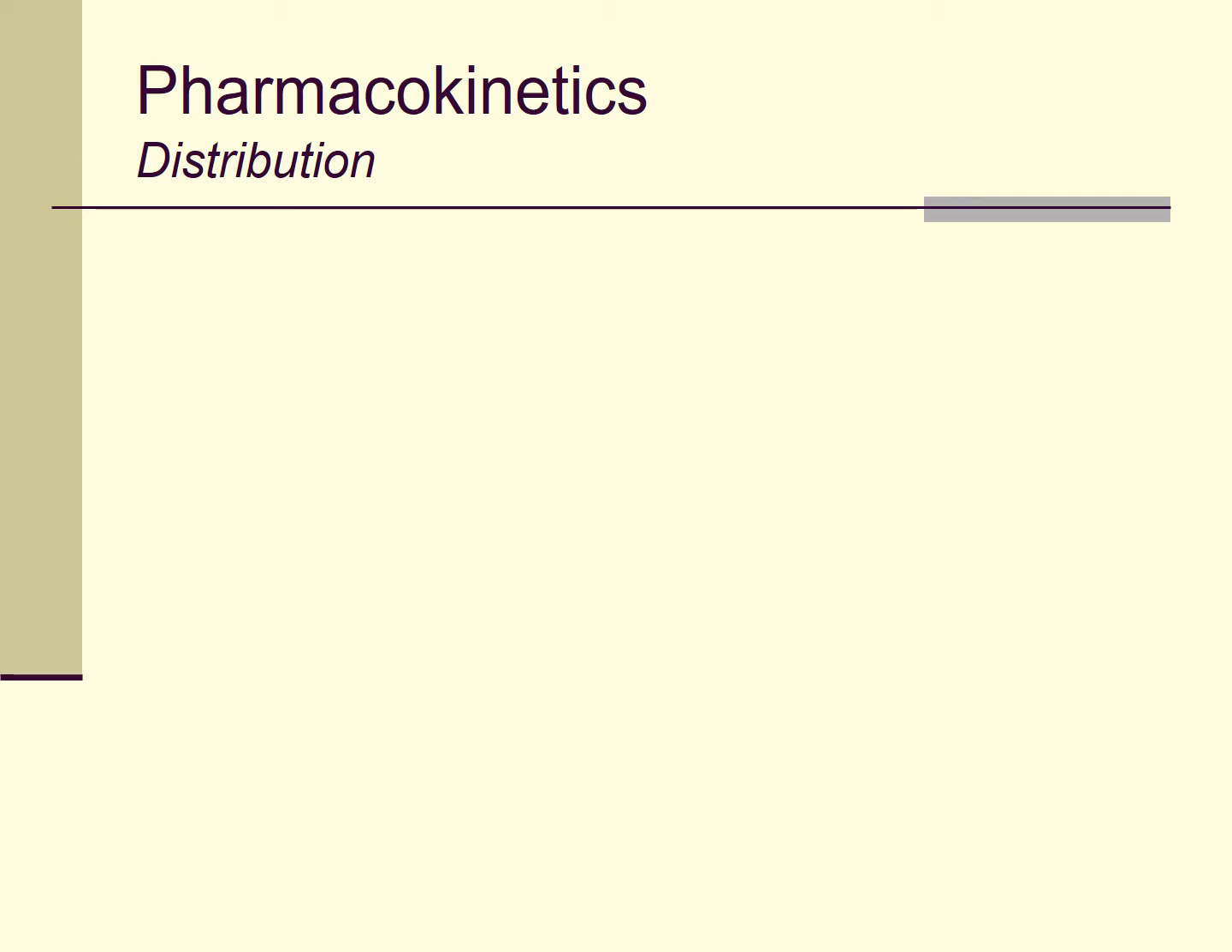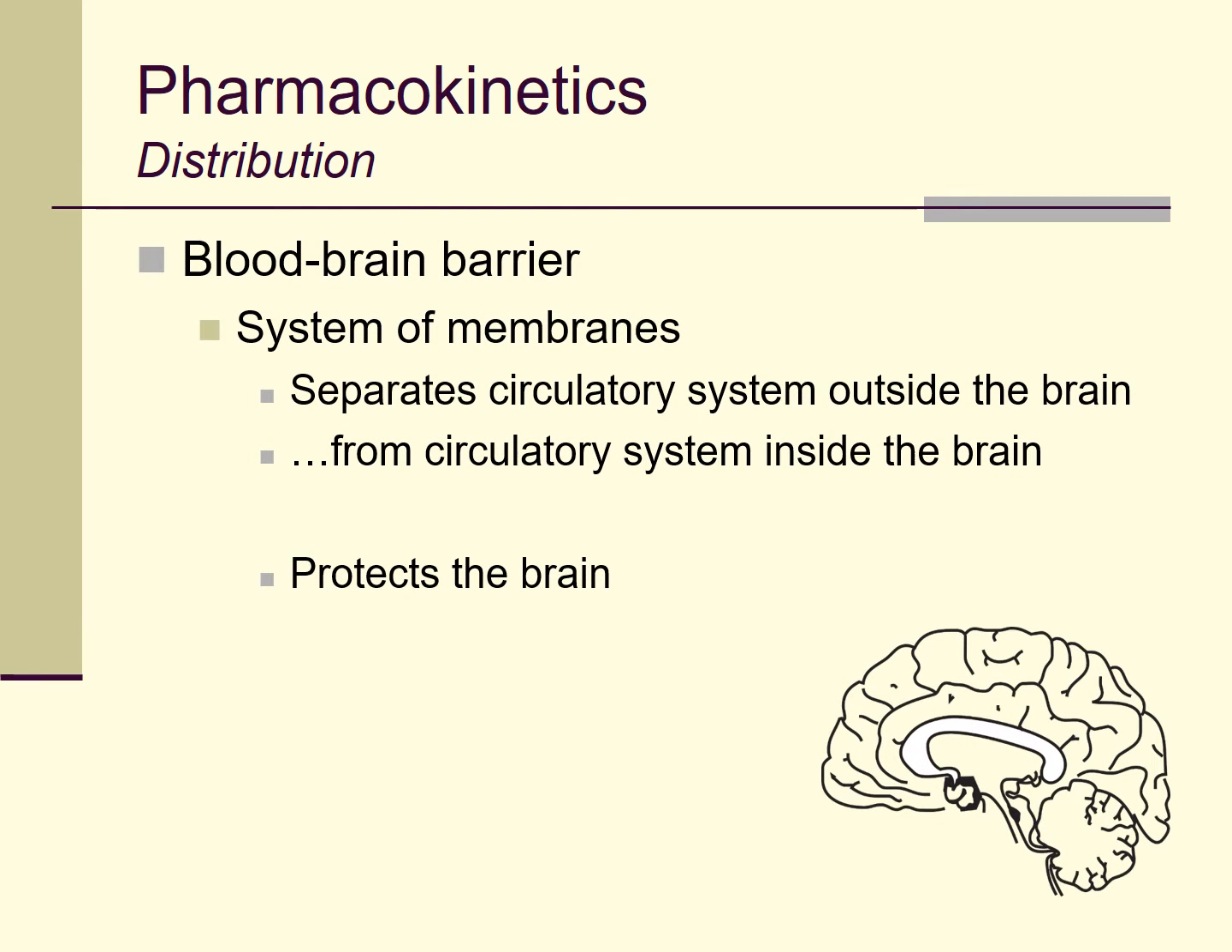Lipid solubility is an important issue for the blood-brain barrier. This is a system of membranes that separates the circulatory system outside of the central nervous system, especially the brain, from the circulatory system inside the central nervous system. Outside of the central nervous system, your circulatory system is, for the most part, the blood which circulates through your arteries and veins, pumped by your heart. Inside your central nervous system, the circulatory system is a set of ducts that pass extracellular fluid in your spinal cord and throughout different parts of your brain.